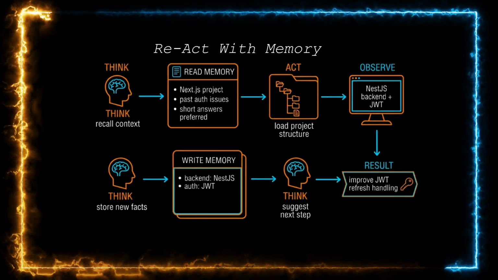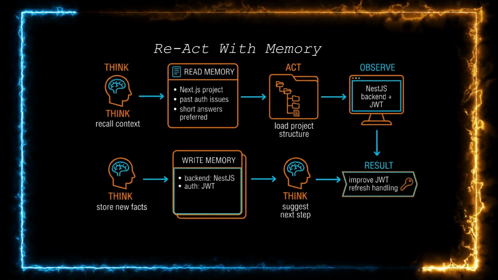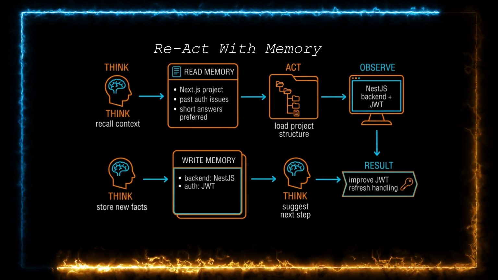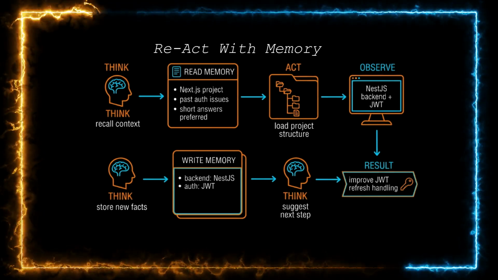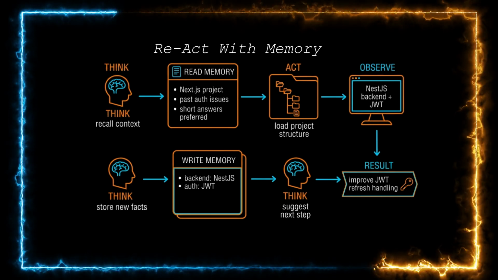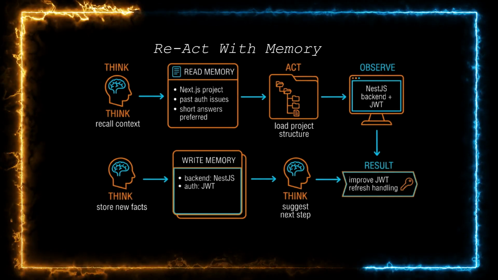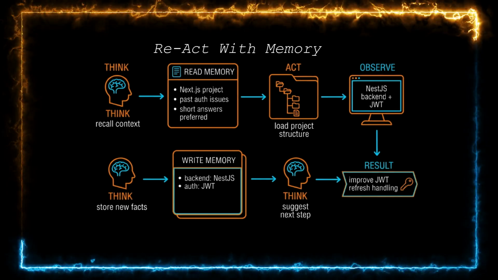Think, I should store this new context for future use. Write memory. Current backend framework, Nest.js. Auth system, JWT based. Think, now continue with relevant suggestion. Final result, I suggest improving JWT refresh token handling in your Nest.js API.